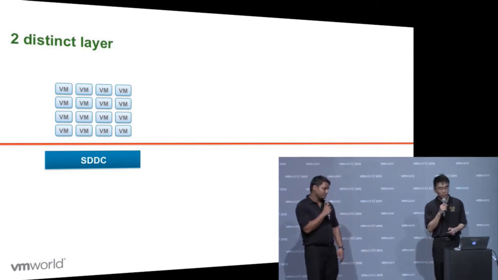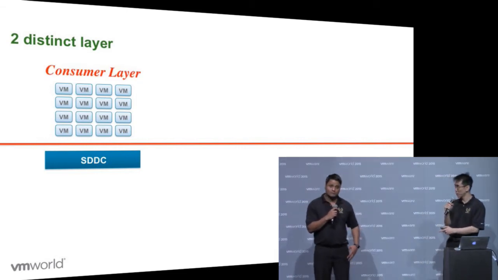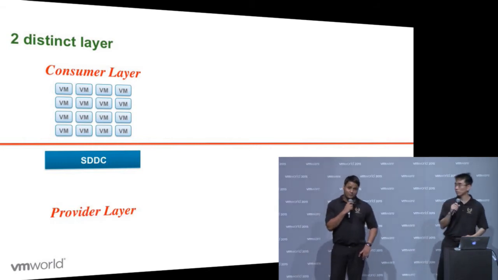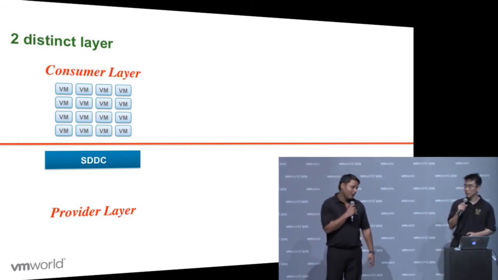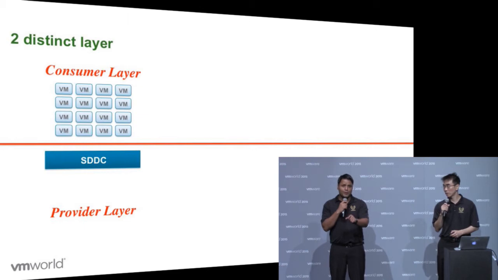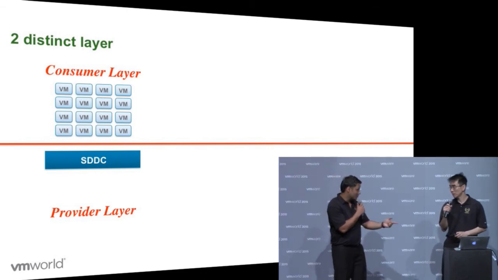So the VM is the consumer layer. This is what the VM owners care about. This is what the application team cares about. And then there is the provider layer. This is what we care about. Yeah, absolutely. We care about that, and we care about you. So it's important that you understand what is important to you. For you, it has to be the consumer layer, because they're the ones who are giving you business. They're the ones running their applications on top of your infrastructure.